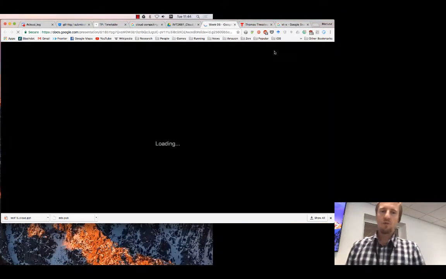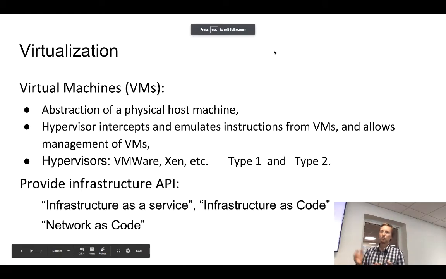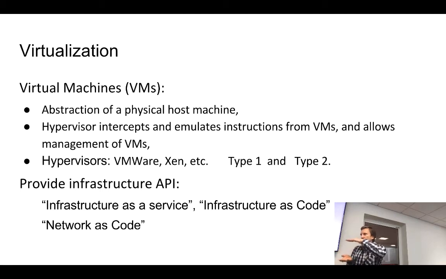So what do you need to know here? Well, you need to know that virtualization exists. It sits between the hardware and the operating systems. There are different examples like Xen, VMware, and VirtualBox, and there are two types. One is called type 1, the other one is called type 2.